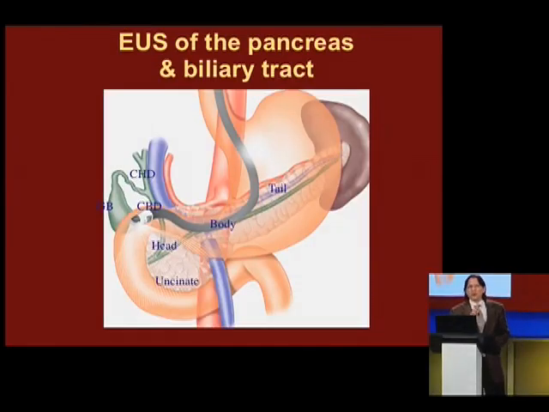EUS is so unique because it allows us to obtain these incredibly detailed views of the pancreas and the extrahepatic biliary tract. You can see why we think, the endosonographers, that the GI tract, the upper GI tract, was created for endosonography of the pancreas and the biliary tract, and digestion is just sort of a little bonus function.